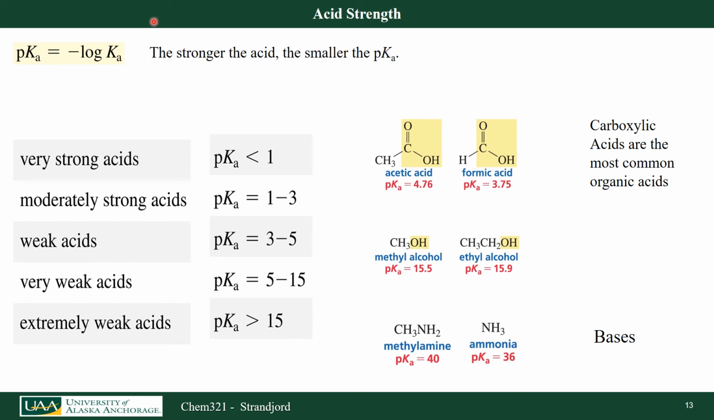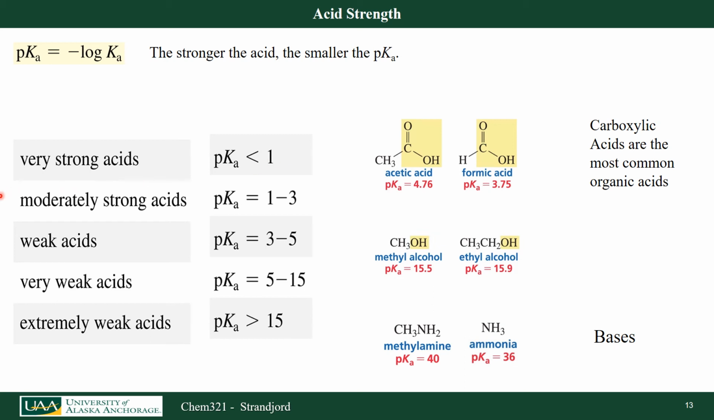Let's look at some examples. Okay, so if I look at just the pKa, remembering the smaller the pKa, the more acidic. So if I look at very strong acids, they are less than 1 and sometimes they're actually negative, like in HCl or sulfuric acid.